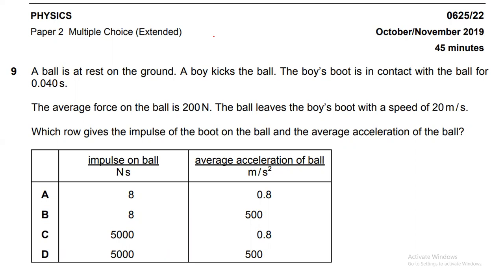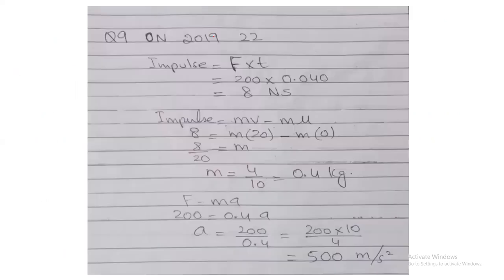Impulse is equal to the change in the momentum, and the average acceleration of the ball we can calculate. So impulse is equal to the force times the time. So 200 Newton force is applied for 0.040 second. So the impulse is 8 Newton second.